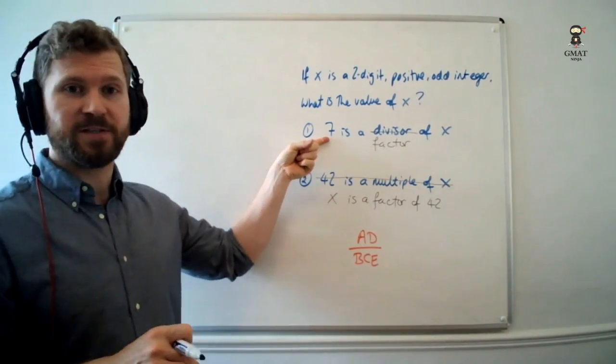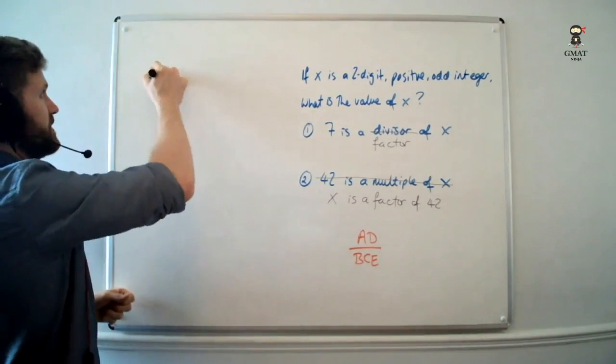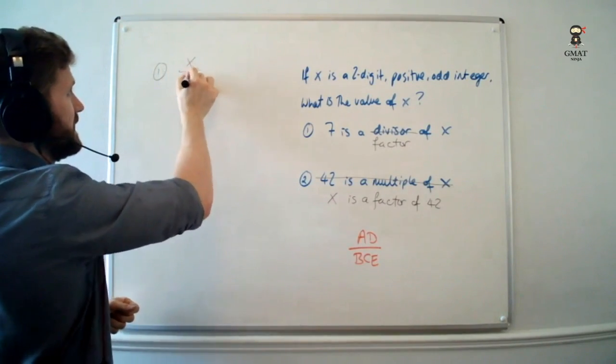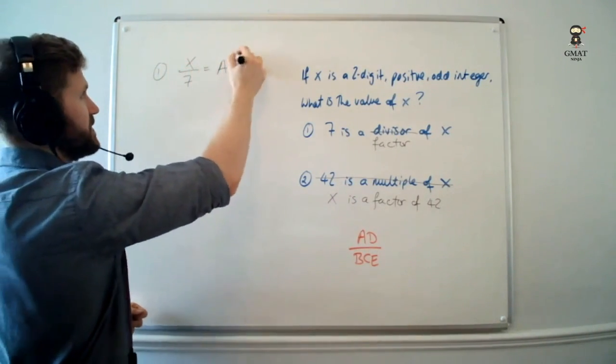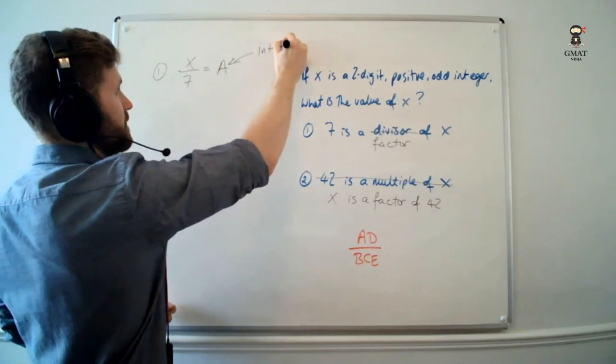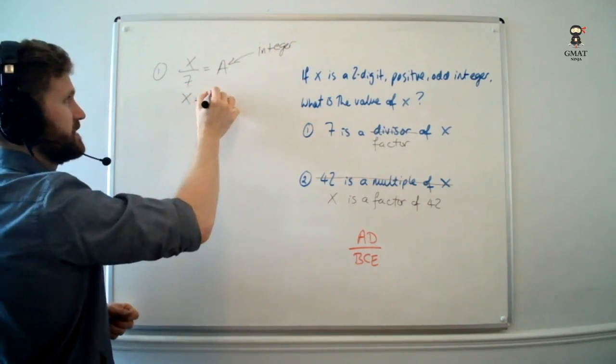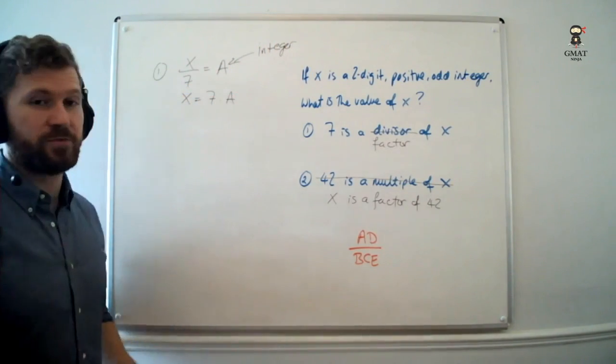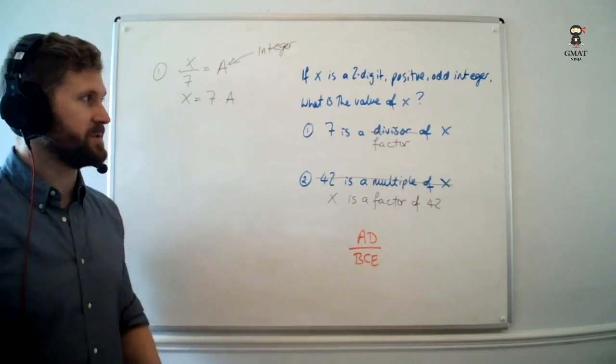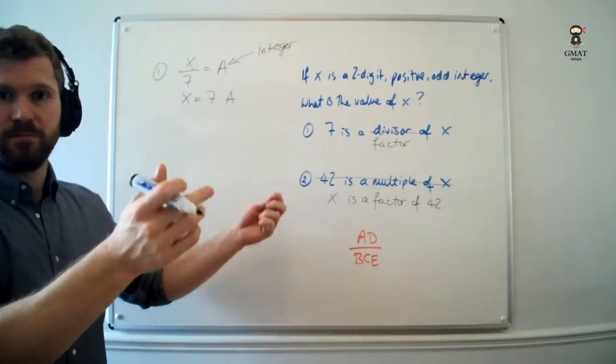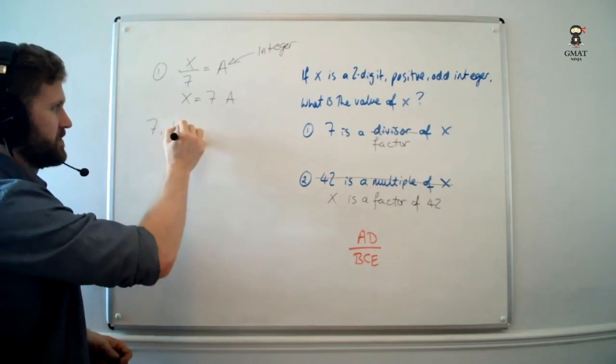First one, if 7 is a factor of x, then, as we just did in the last question, I can say x over 7 is equal to some integer. Or in other words, x is equal to 7 times a, so just x is something in the 7 times table. Now, yeah, we can just begin to list off some options here.